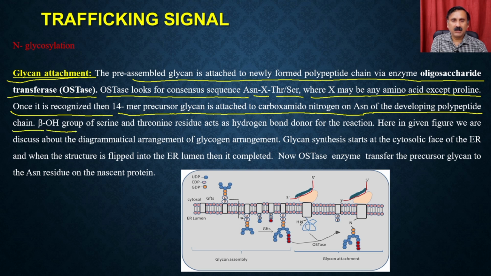The beta hydroxyl alcohol group of the serine and threonine residue acts as a hydrogen bond donor for the reaction. So this is what is going to happen. Once the crude sugar is generated, it is present on the lumen side, and then these sugar molecules are transferred onto the protein with the help of an enzyme called oligosaccharyltransferase.